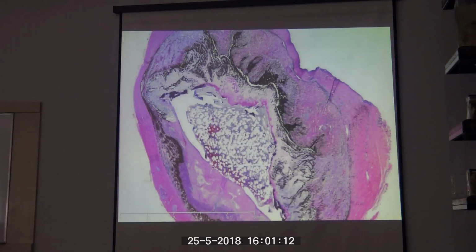And phthisis bulbi may then be the end result in those cases. Again, if you don't enucleate them at an earlier stage, you may end up with a globe as we had seen before.